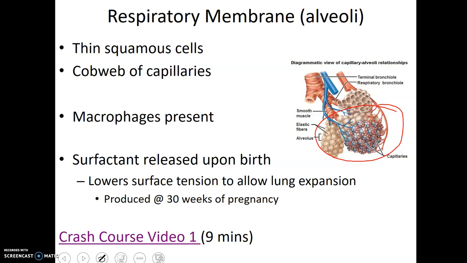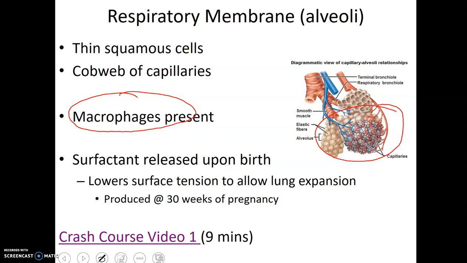And we're going to have thin squamous cells. Squamous means flattened cells. Really, they'll be simple squamous. They'll be a single layer of thin flattened cells. And down there, we have our oxygen being put into the blood and carbon dioxide being released into the outside air. We also have these things called macrophages. And those are part of our immune system where they're going to break down or kill bacteria and viruses that come into our respiratory system before they infect us.